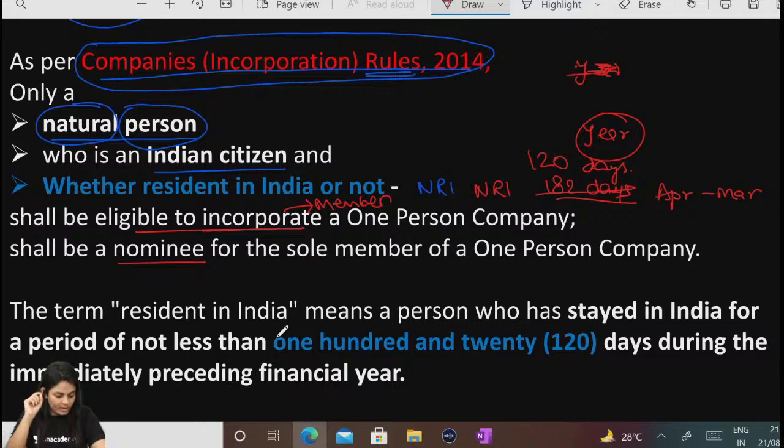I hope you followed both the amendments and you've marked it also. Kindly mark it in your book, please. All of you, whichever book you are following, please mark the amendments in your book.